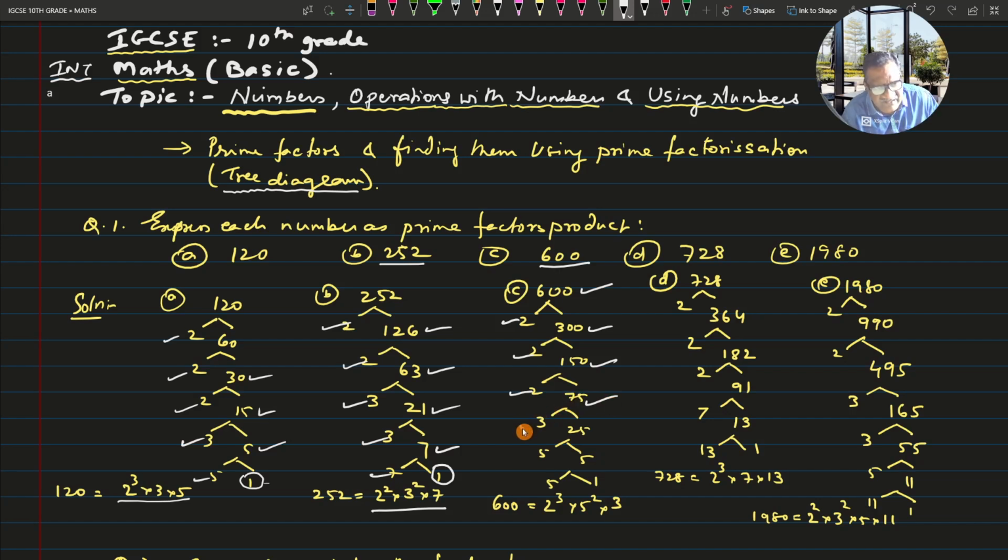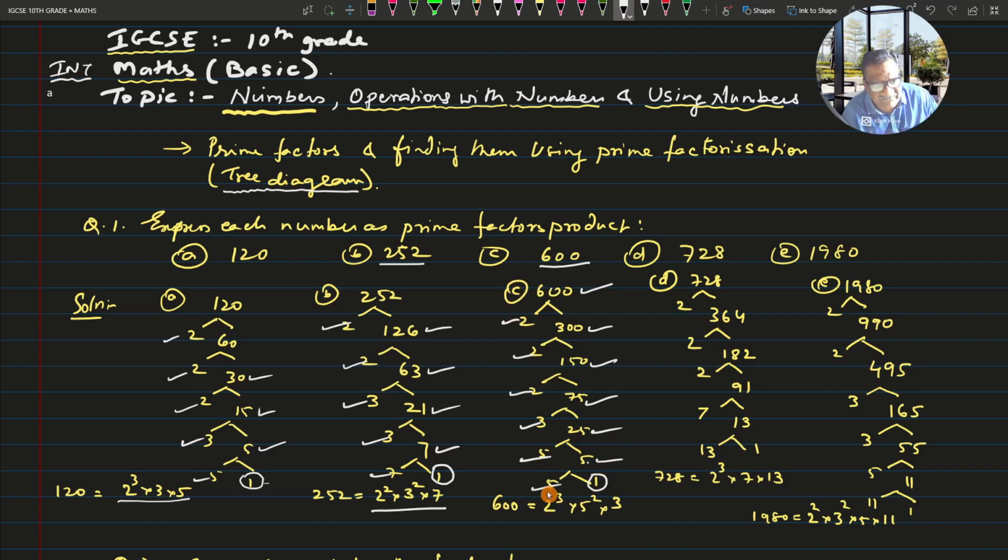So 75 divided by 3 is 25. And 25 again is not divisible by 3. So go to the next one. So next is 5. So 25 divided by 5 will be 5. And this 5 divided by 5 will give you this 1. Okay. So you see that on the right hand side you get a 1. At the end of the right hand side branch you get 1.